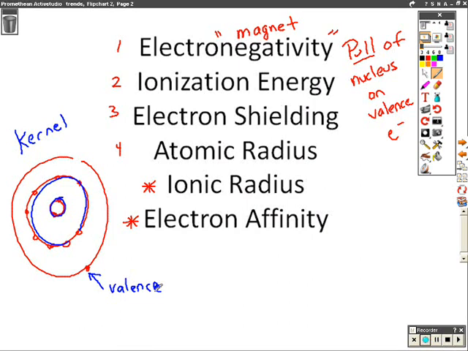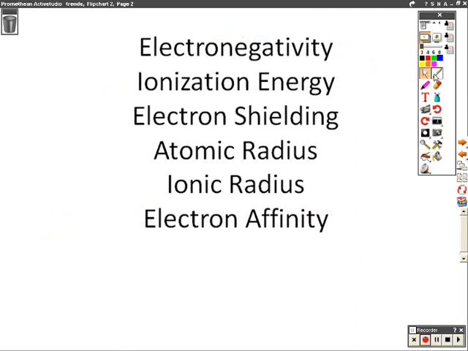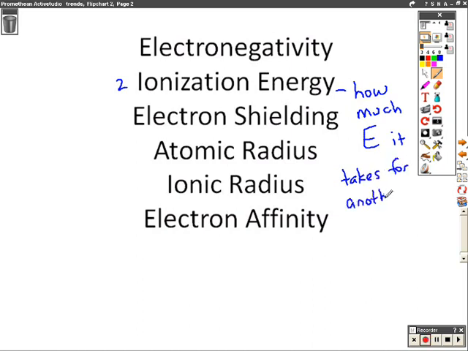Ionization energy, on the other hand, goes hand in hand with it. These aren't formal definitions, but they're definitions so that you can understand them. The ionization energy is how much energy it takes, abbreviate energy with the E, for another element to take an electron away.